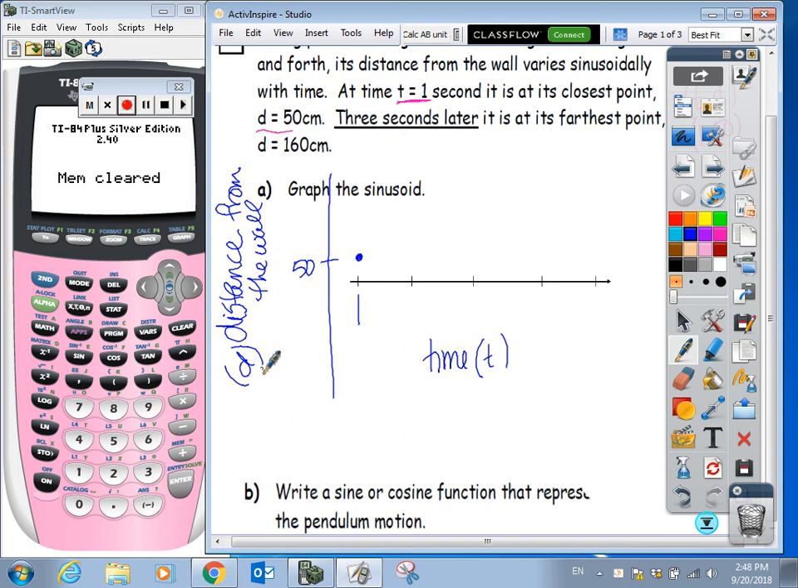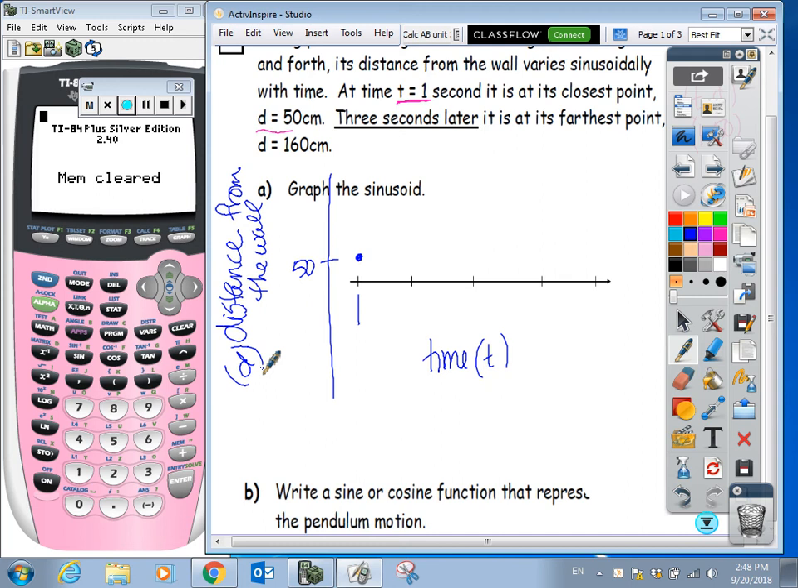Okay? So the reason I put the 50 right here is just because I don't have a lot of room right here. So I don't want to put the 50 way up here because then 160 is going to be even higher and then it's going to be in the words. Okay? So I know that at 1 second I am 50 centimeters from the wall.